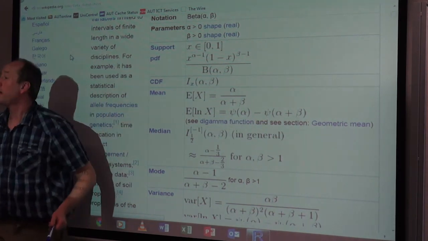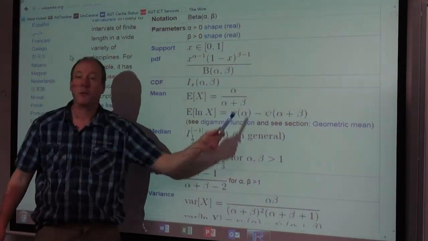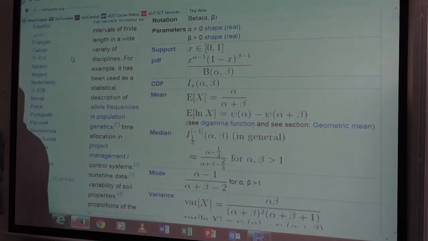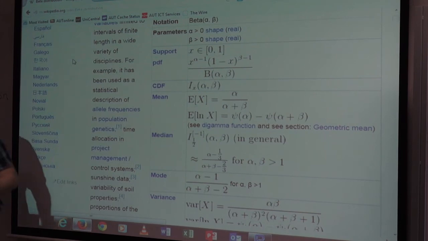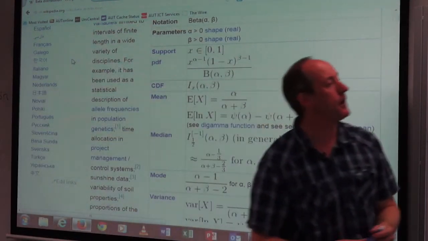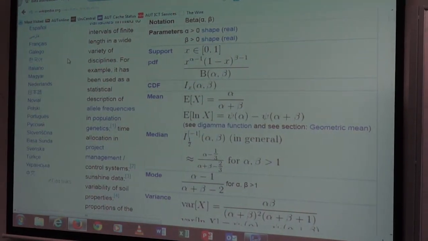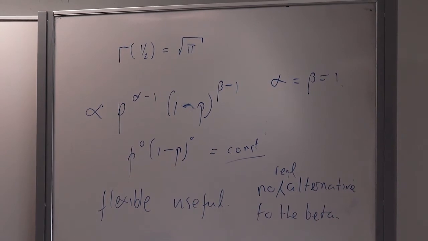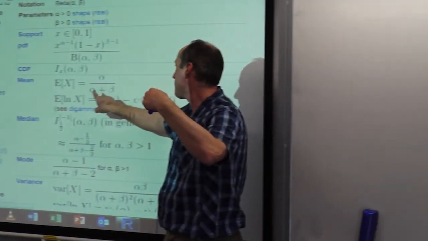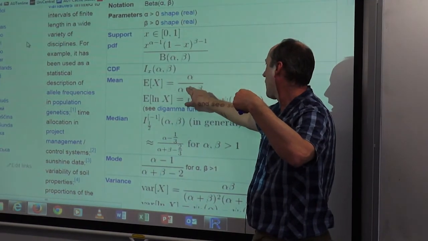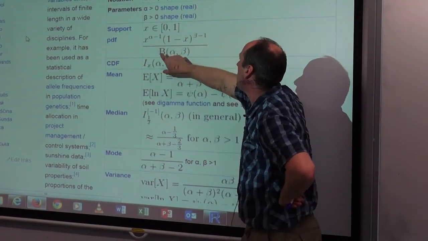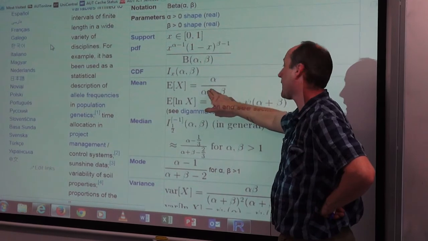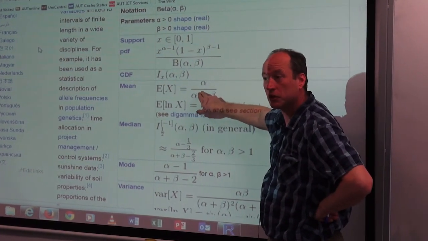Mean. We all understand what the mean is. Alpha over alpha plus beta. In particular, if alpha equals beta, you can see from the definition that it's symmetric between P and 1 minus P. So if alpha equals beta, you've got to have a mean of a half. All right? And that checks out here. See how I'm applying very simple checks, substituting into this formula simple values for alpha and beta, like alpha equals beta, just to check if it works.